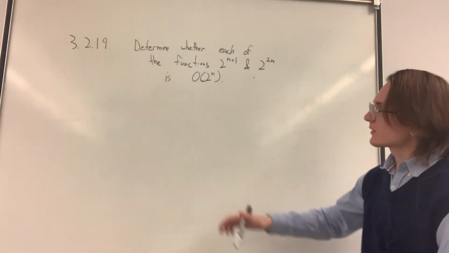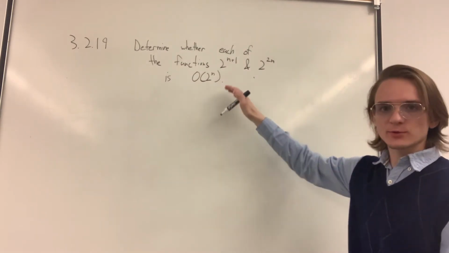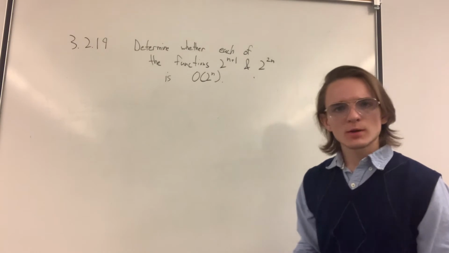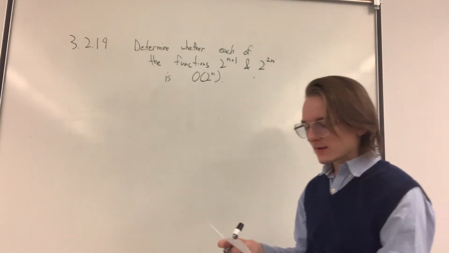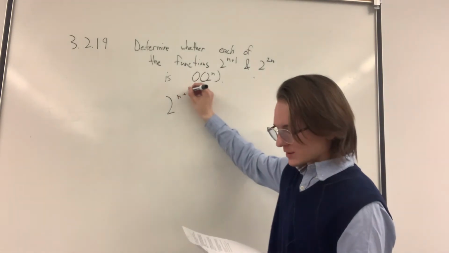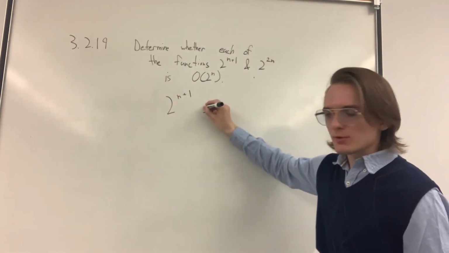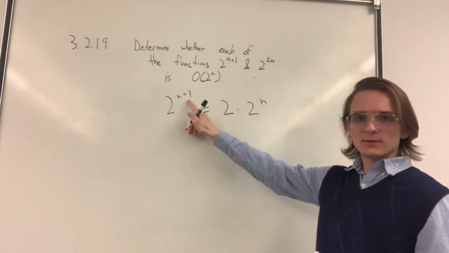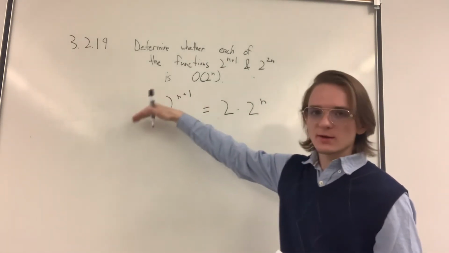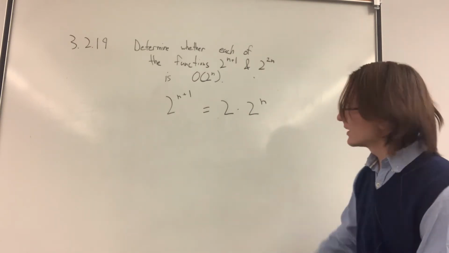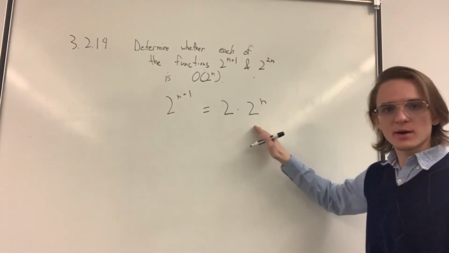Let's begin with the first part. Let's ask whether 2 to the power of n plus 1 is big O 2 to the power of n. Well, okay, recall that 2 to the power of n plus 1 is just equal to 2 times 2 to the power of n. Let's take that plus 1 and bring it out to the front and multiply it by the base, right? Remember, that's how exponents work. So we get 2 times 2 to the power of n.